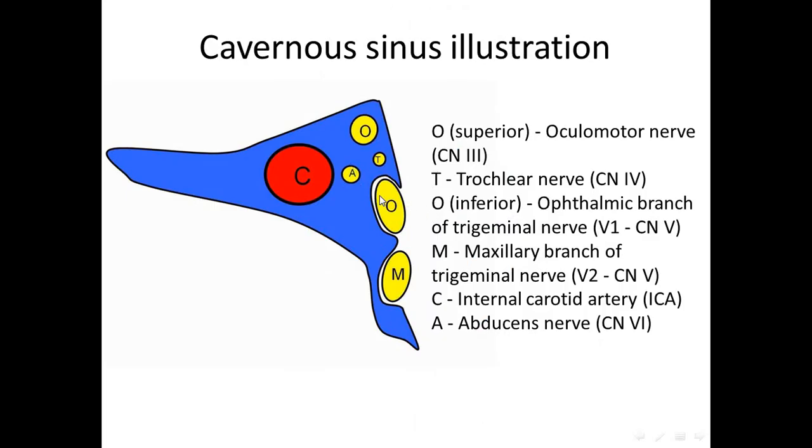This illustration shows the structures within the cavernous sinus, including the internal carotid artery, highlighted in red here. This one is the oculomotor nerve and the trochlear nerve here. The A is for the abducent nerve. The inferior O is for the ophthalmic branch of the trigeminal nerve, and inferiorly is the maxillary branch of the trigeminal nerve.